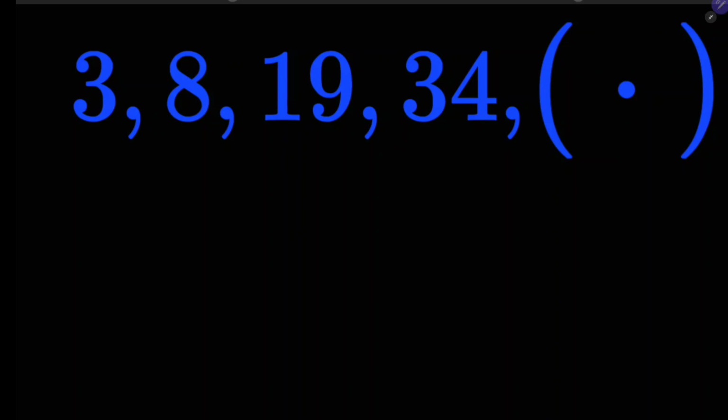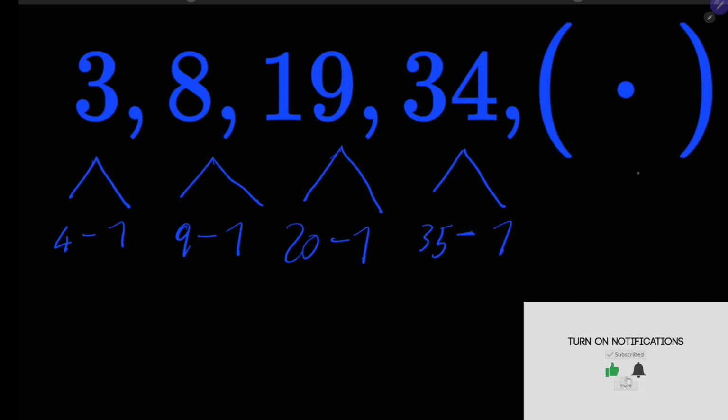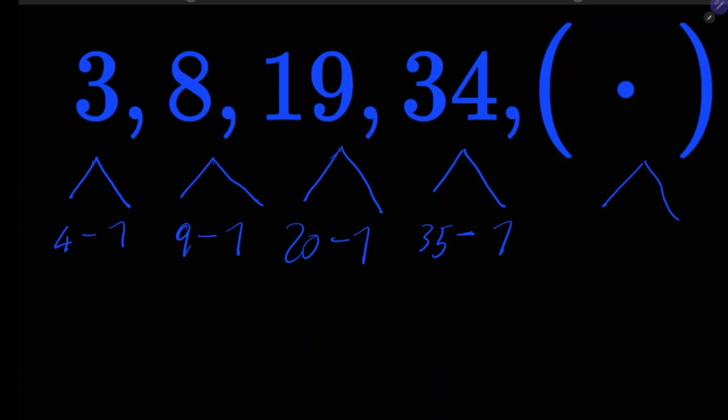So looking at this now, we are going to use the construction method where we have 3 here, which is going to give us 4 minus 1. 8 gives us 9 minus 1. 19 gives us 20 minus 1. 34 gives us 35 minus 1. And our unknown number will be a certain number minus 1.